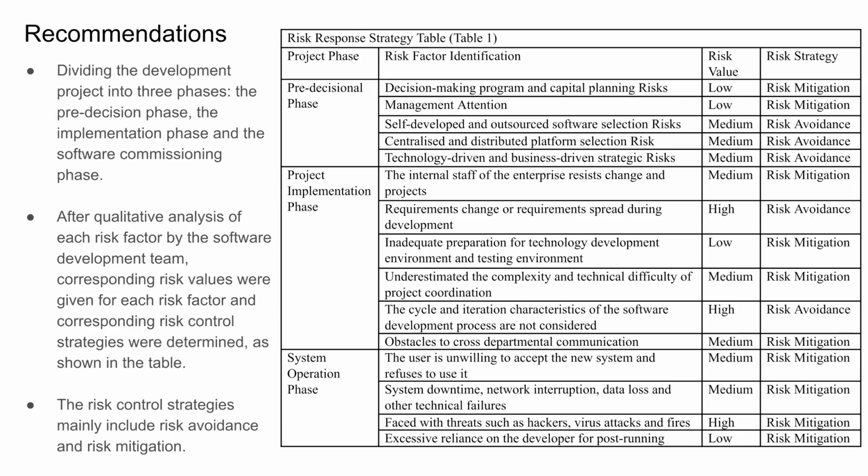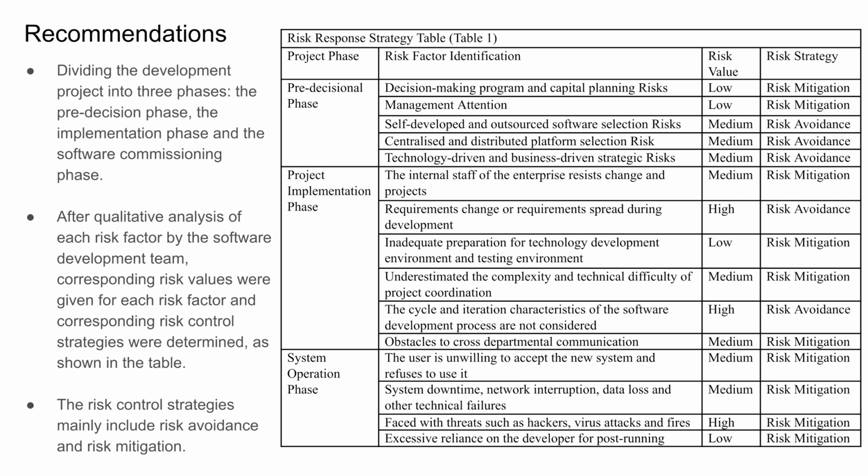We select the ERP and financial SAP system development project of a small professional service company in Australia as our case study of this report. We divide the development project into three phases. The first phase is the pre-decision. The second one is the implementation phase, and the third one is the software commission phase.